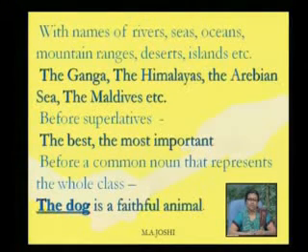At the same time, the article is used before a common noun that represents the whole class. For example, the dog is a faithful animal. At the same time, the teachers are very loyal to their students. Here we are not talking about only one teacher, but we are talking about the whole community of teachers.